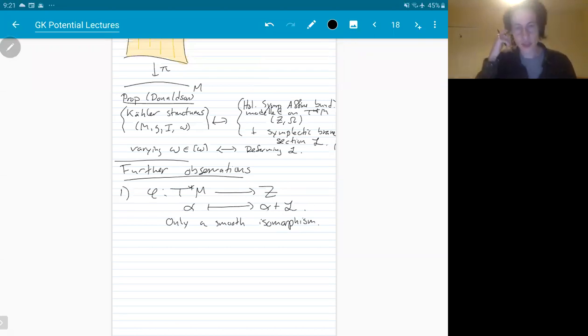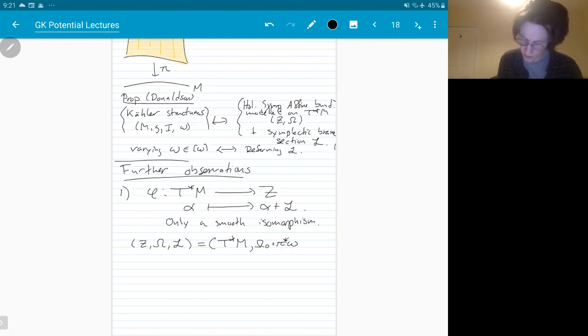But we can use this to pull everything back and describe everything on the cotangent bundle of M. If we do that, it gives us an isomorphism between Z omega, L and the cotangent bundle, where instead of the canonical symplectic form, it's the canonical symplectic form plus the pullback of the Kähler form omega, and L corresponds to the zero section. So that's one global construction.